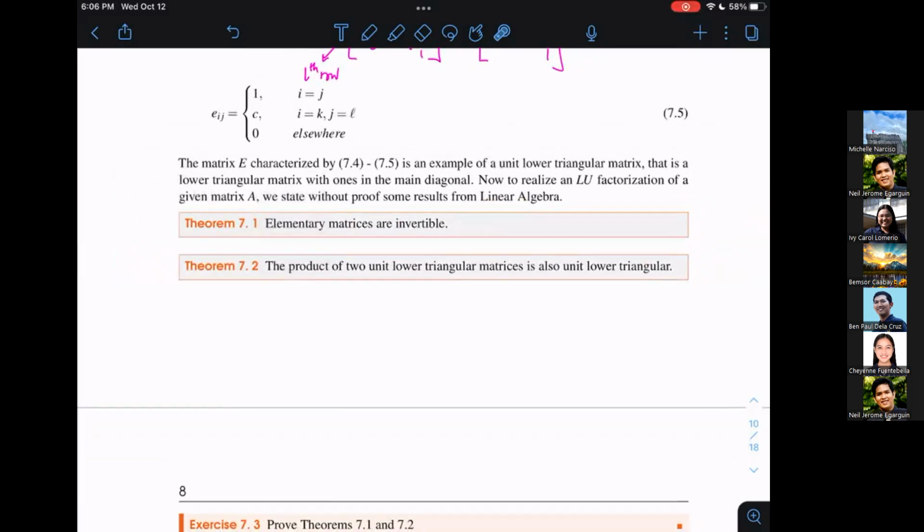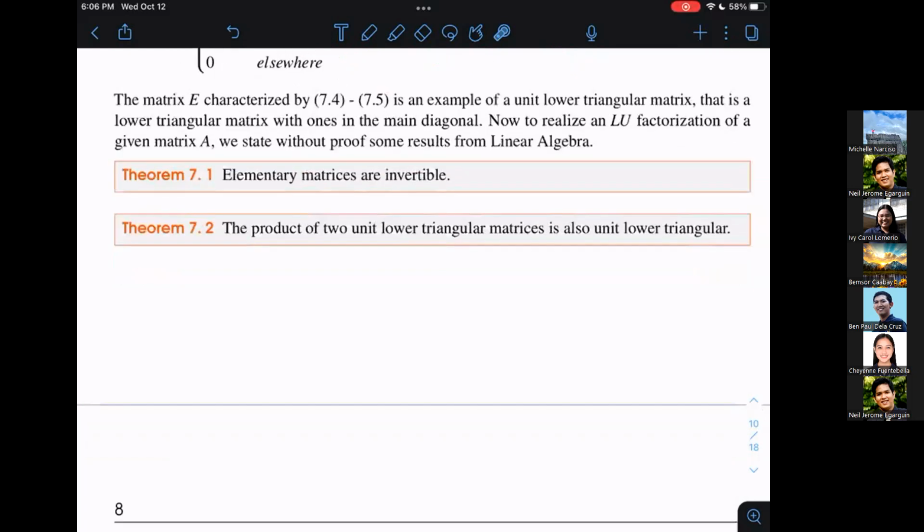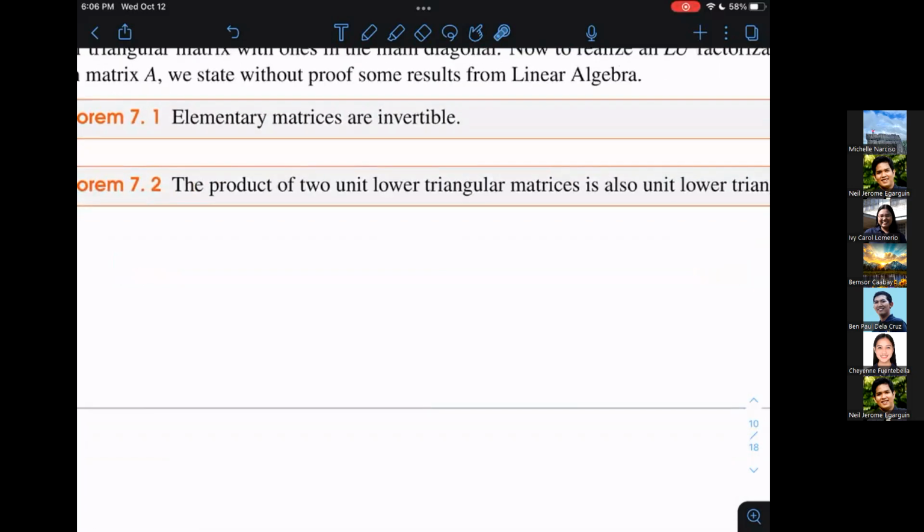Theorem 7.2 naman, the product of two unit lower triangular matrices is also unit lower triangular. So, recall, pag sinabi nating unit lower triangular matrix, isa siyang lower triangular matrix na entry sa diagonal ay puro 1. Okay? So meaning, if I have a lower triangular matrix, ang itsura niya ay ganito. 1 yung diagonal, tapos lower triangular siya, so 0 dapat yung nasa upper triangle, tapos dito ay meron tayong mga other entries. So meron tayo dito other entries, so A21, A31, A32, and so on.